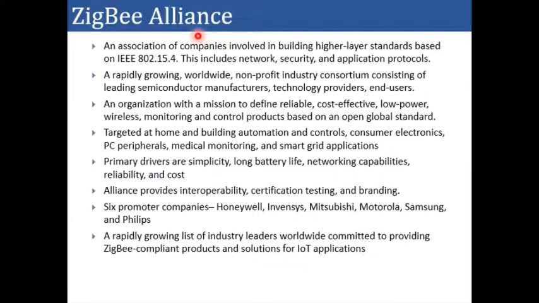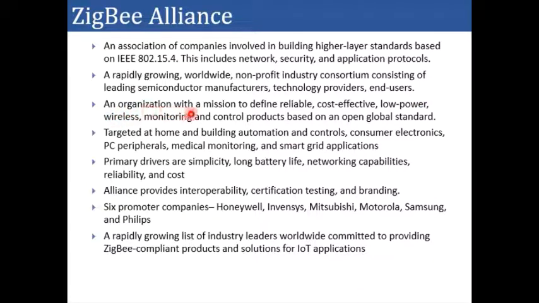Let's see what the Zigbee Alliance is. The Zigbee Alliance is an association of companies involved in building higher layer standards based on IEEE 802.15.4. This includes network security and application protocols. Zigbee is a rapidly growing worldwide not-for-profit industry consortium, which consists of leading semiconductor manufacturers, technology providers, and end users.